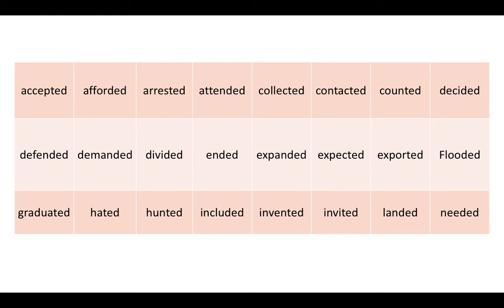Afford, afforded. Arrest, arrested. Attend, attended. Collect, collected. Contact, contacted. Count, counted. Decide, decided. These are verbs that finish in the final sound of T or D. We pronounce the final ed as id. Defend, defended. Demand, demanded. Divide, divided.